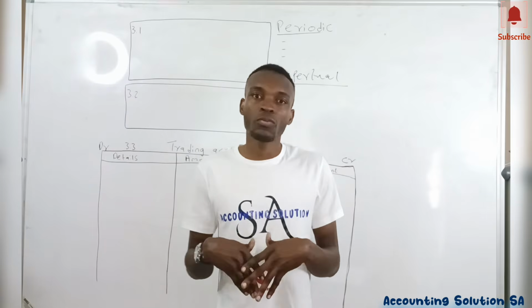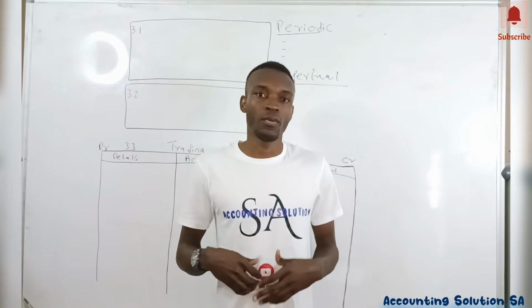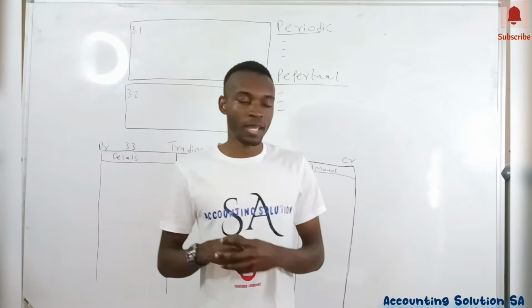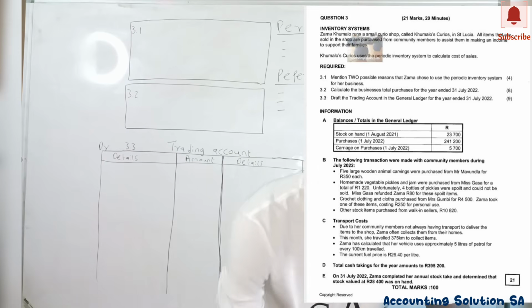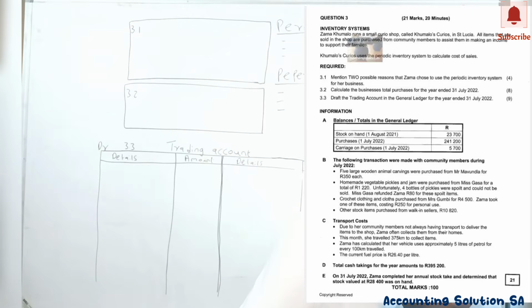So in today's video guys, I'm going to do a 2022 question paper which was written on September. Okay, so before we waste any other time guys, let's go and read the question. The information that we have on this question paper, they said it was question 3, inventory system. They said Zama Kumalo ran a small courier shop called Kumalo Couriers in St. Lucia. Then they said all items that are sold in the shop are purchased from community members to assist them in making an income to support their family.